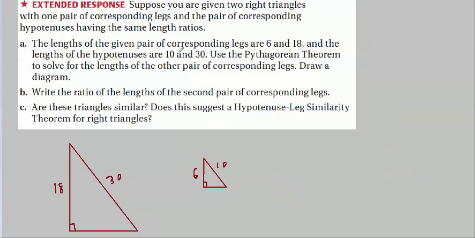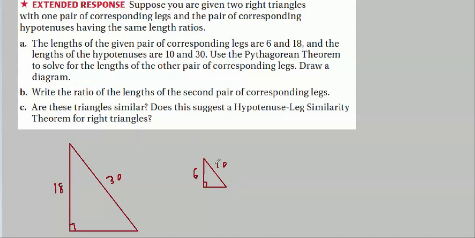Here's one where we're going to have to remember our Pythagorean theorem again. We're going to solve for the other two legs here. We're given that we've got two right triangles. I think we don't know that they're similar. They may or may not be similar. I don't think we know yet. And we have this leg is 6, this one's 18, the hypotenuse is 30, this hypotenuse is 10.